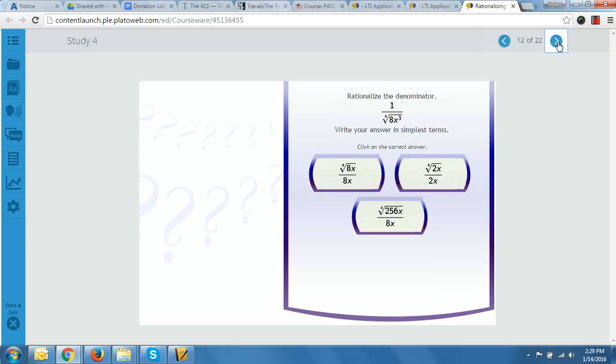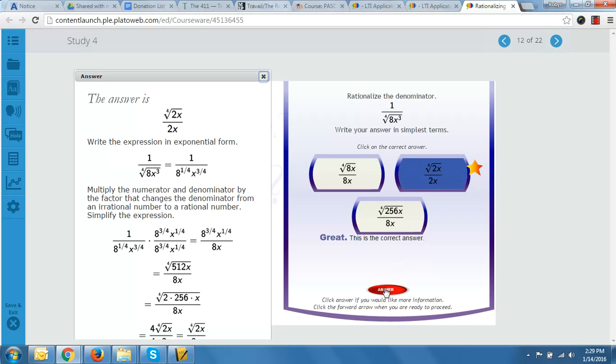Okay. Our next problem is 1 over the 4th root of 8x cubed. This one is a little bit more difficult. And so what I'm going to do is, the answer is this, and I'm going to walk you through the steps, which will show up here on the side. So the first thing here is we take from the radical and we change it to the exponential. So I have 8 to the 1/4 and x to the 3/4, which gives me this right here.